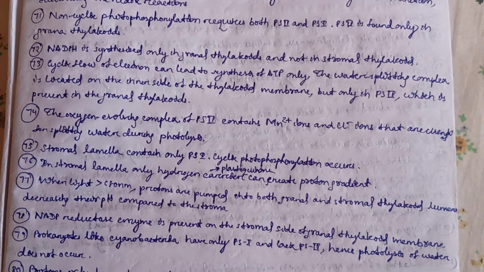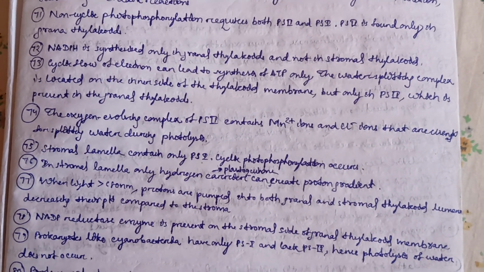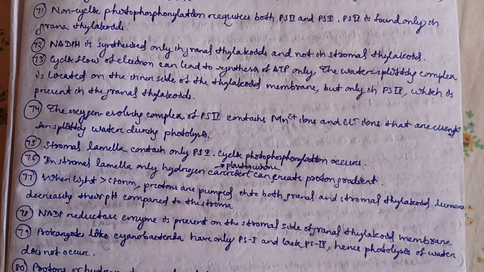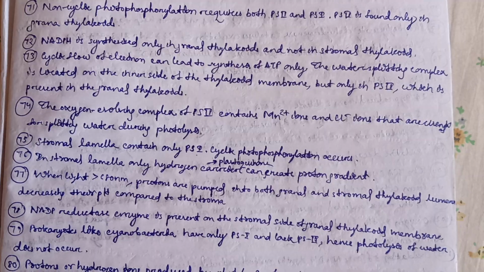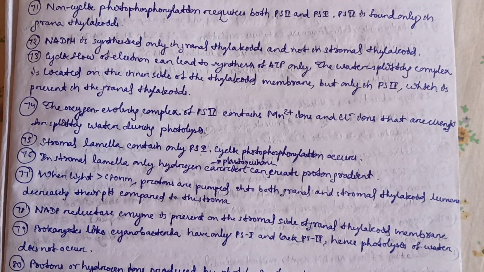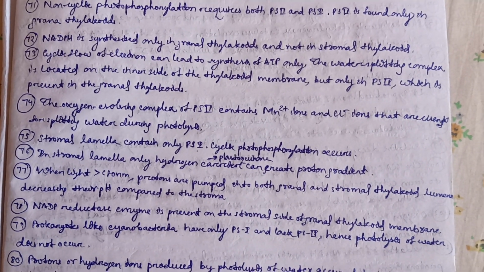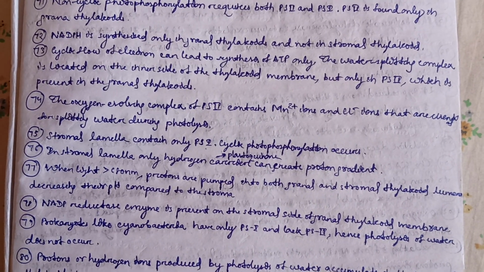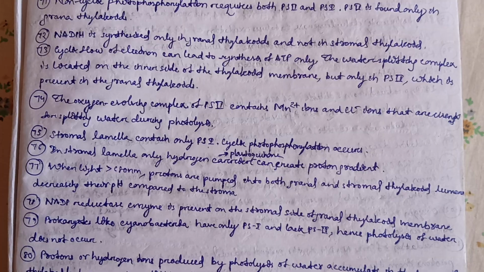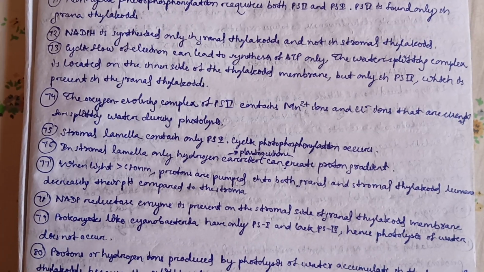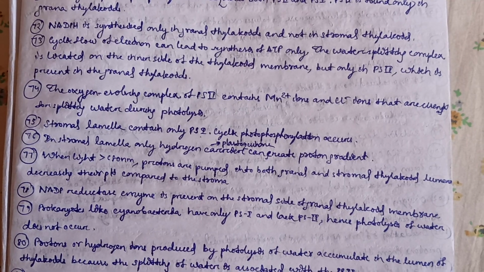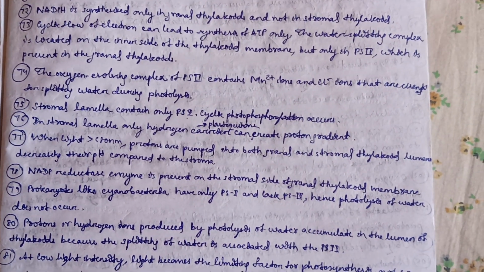Cyclic photophosphorylation occurs in stromal lamella, where only the hydrogen carrier, that is plastoquinone, can create a proton gradient. When light is more than 680 nanometer, protons are pumped into both grana and stromal thylakoid lumen, decreasing their pH compared to the stroma. NADP reductase enzyme is present on the stromal side of the grana thylakoid membrane.